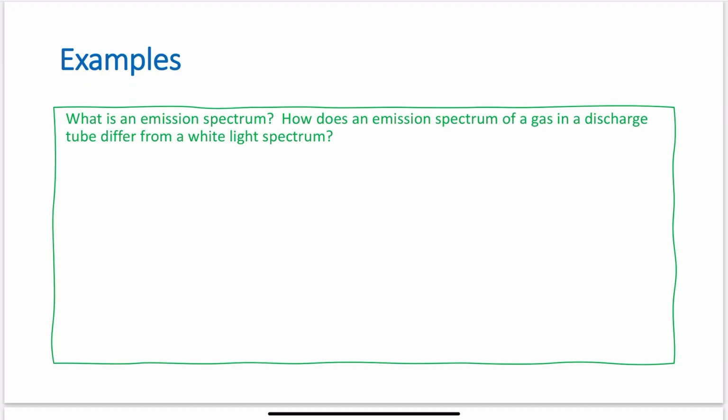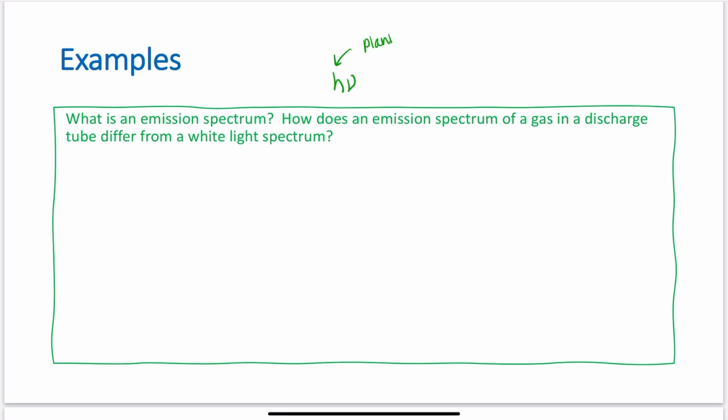Okay, what is an emission spectrum and how does an emission spectrum of a gas in a discharge tube differ from white light spectrum? So remember what an emission spectrum is. Emission spectrum is I've taken some species, some combination, either a single element or a compound or something, and I've excited it. I gave it energy, which excited the electrons up to higher energy states. I then, when those electrons fall back to their ground state, they release energy in the form of a photon, h nu.